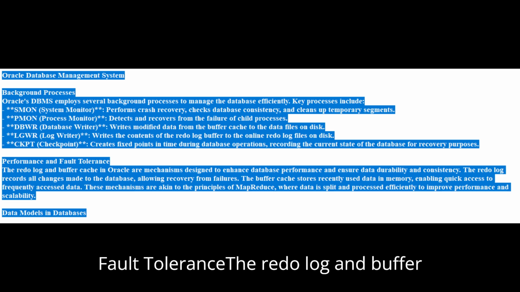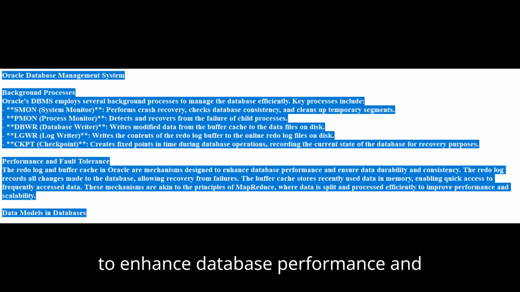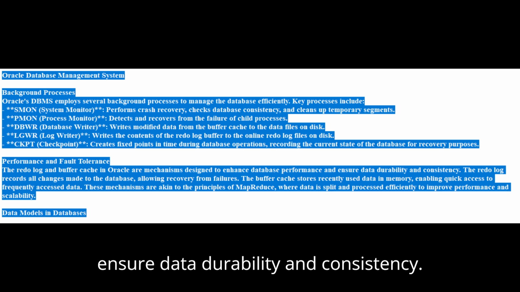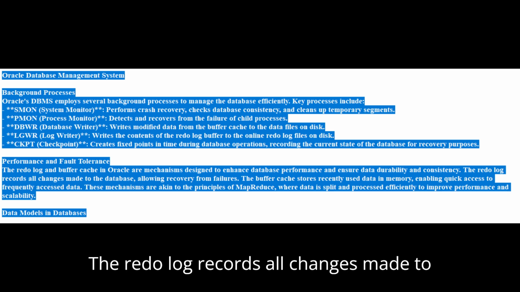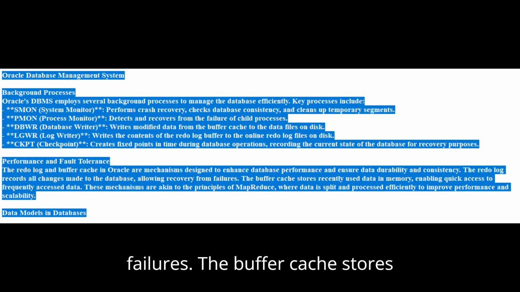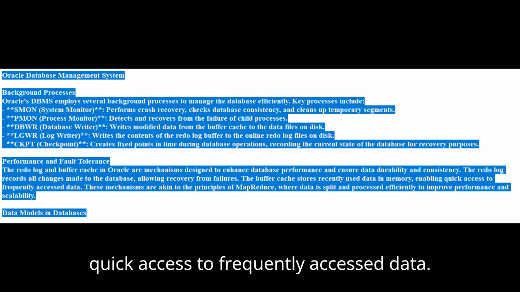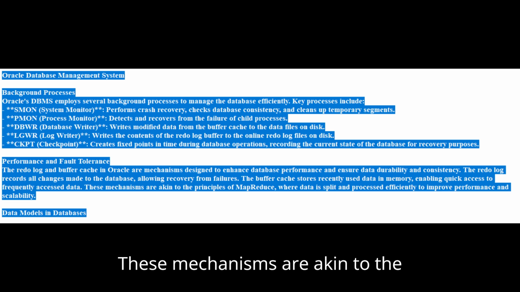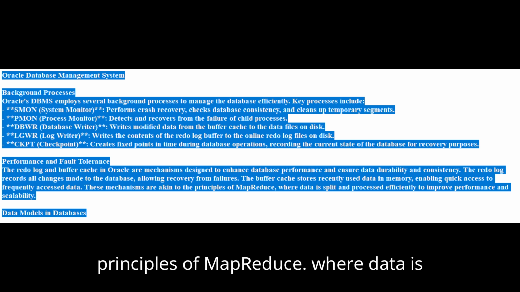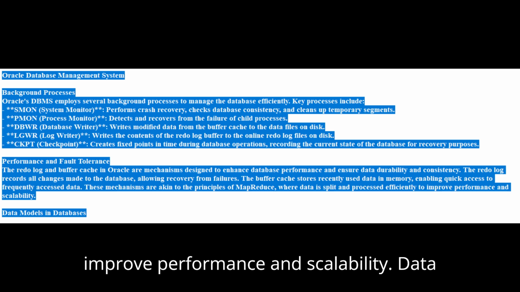Performance and fault tolerance. The redo log and buffer cache in Oracle are mechanisms designed to enhance database performance and ensure data durability and consistency. The redo log records all changes made to the database, allowing recovery from failures. The buffer cache stores recently used data in memory, enabling quick access to frequently accessed data.